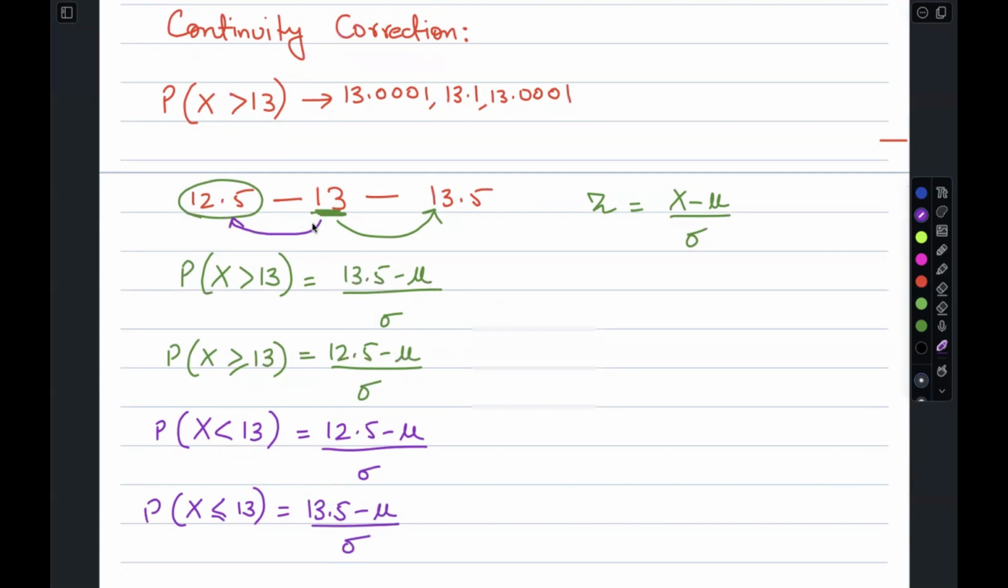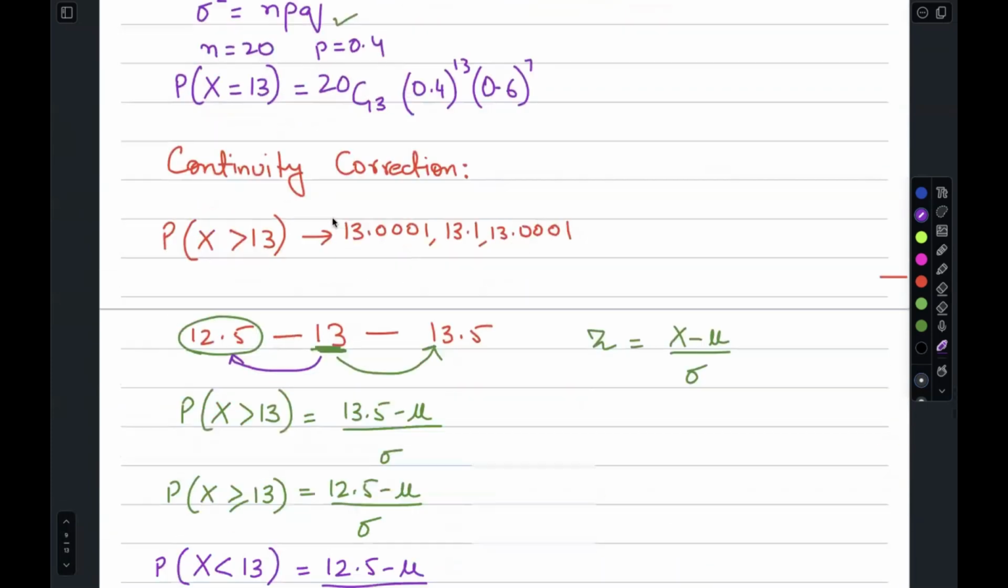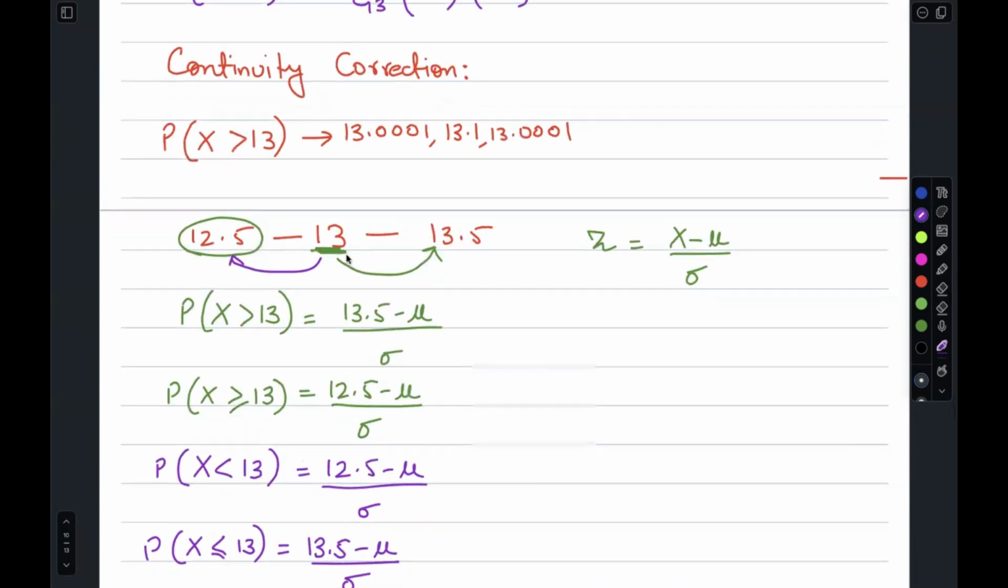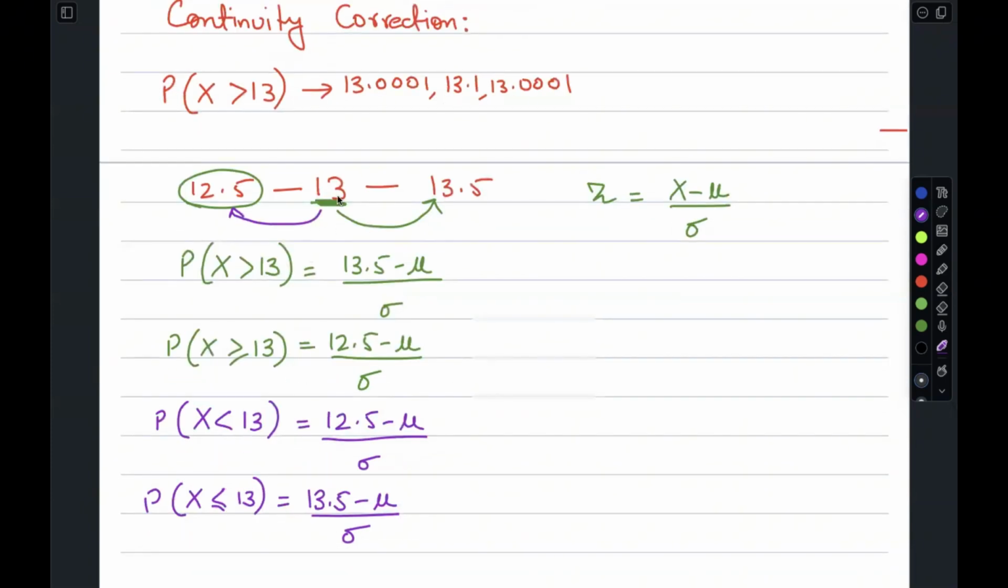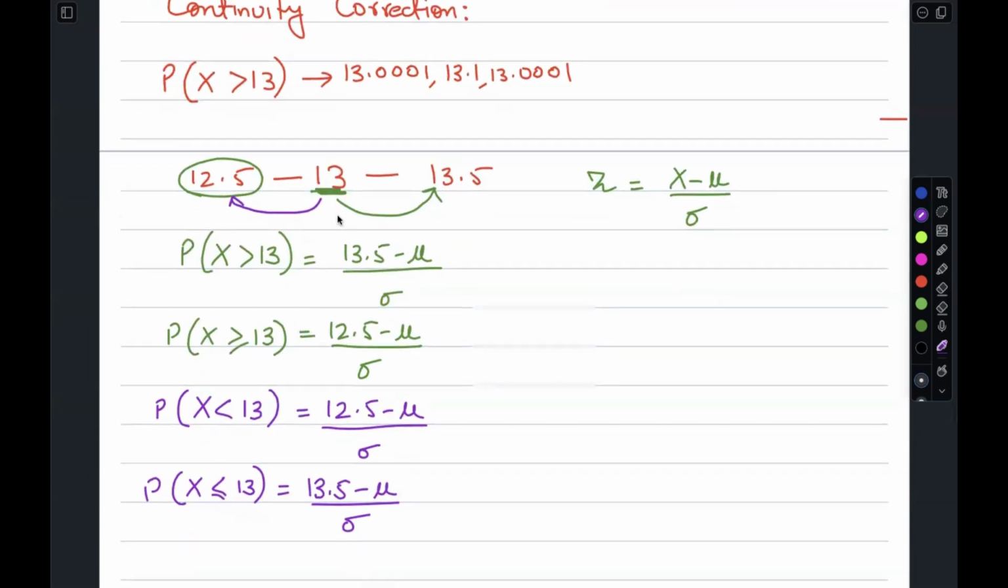So what we'll have to remember is that whenever we are doing approximation from a discrete to a continuous distribution, we'll have to do the continuity correction, and when we have continuous values, we take a range of values. So whatever question is given, we'll take that particular number as a range of values, 0.5 more and 0.5 less. And then depending on what the question is, we will choose a value accordingly.